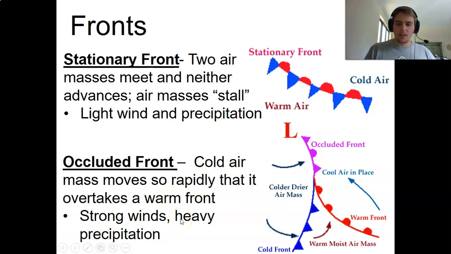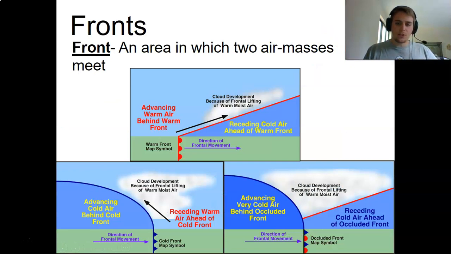Okay, and it's kind of hard to see here, but if you have an occluded front, it's going to have both triangles and little circles. But so looking at this here, right here is our occluded front. So you can see, again, triangles and circles moving the same way.